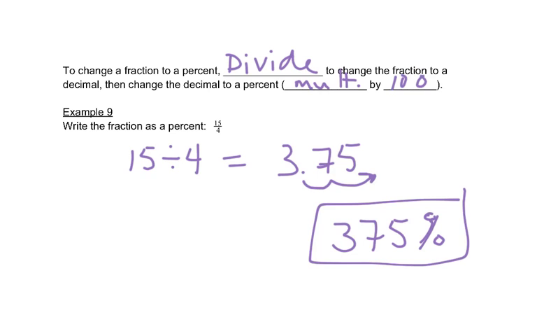Now I want to look at this for a second. You see how this is an improper fraction? That means it's bigger than 1 whole. That means that our percent should be bigger than 100 because it also has to be bigger than 1 whole.